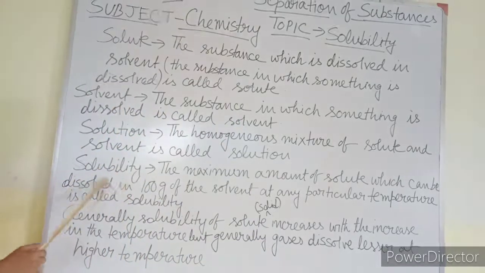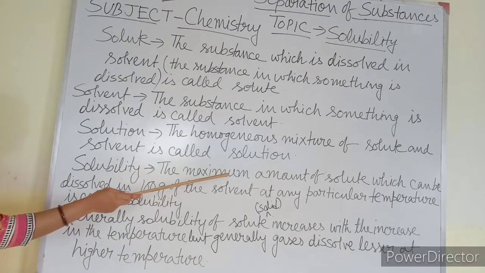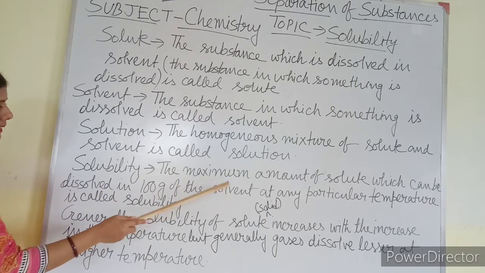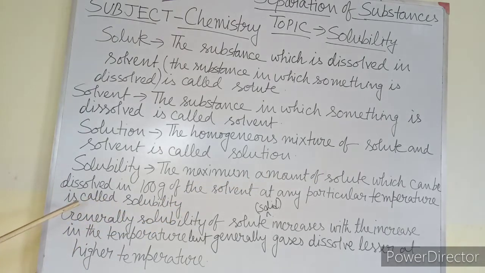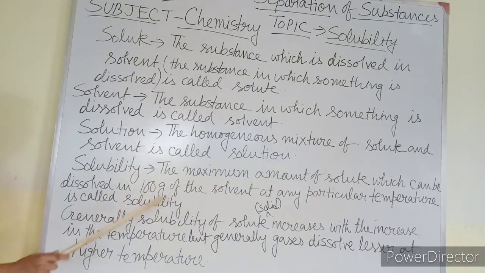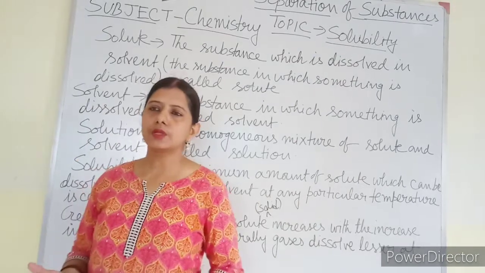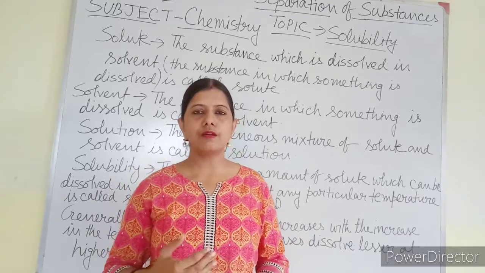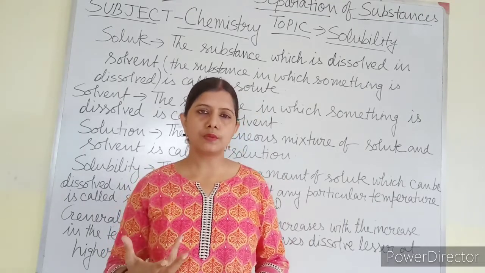Next is solubility. What is solubility? The maximum amount of solute which can be dissolved in 100 gram of solvent at any particular temperature is called solubility. This definition is most important. You have to learn it properly. The meaning of solubility: how much amount of solute can be dissolved in 100 gram of solvent at a given temperature.